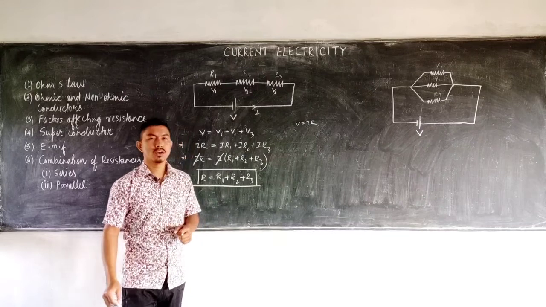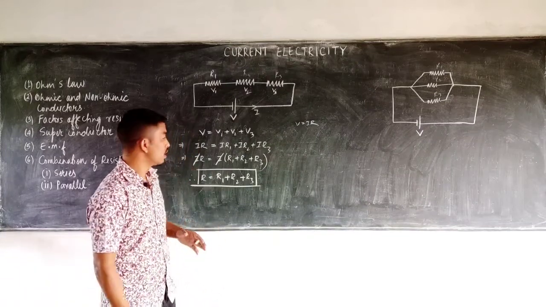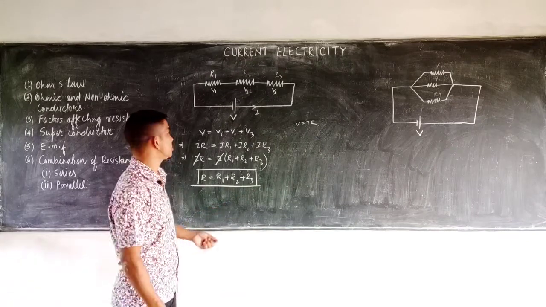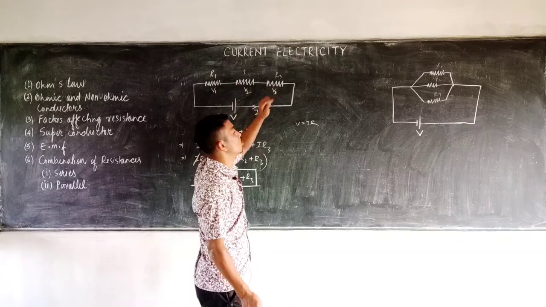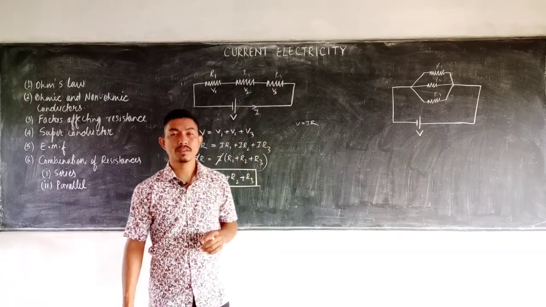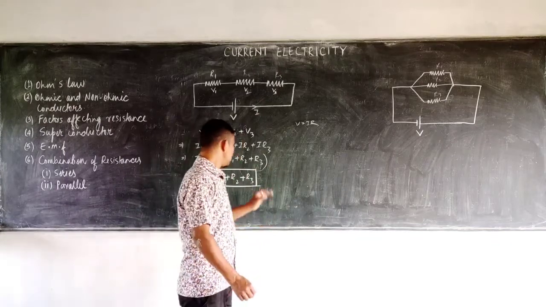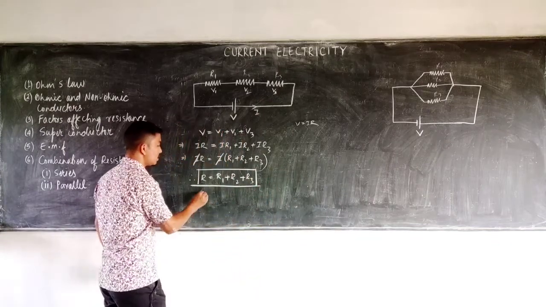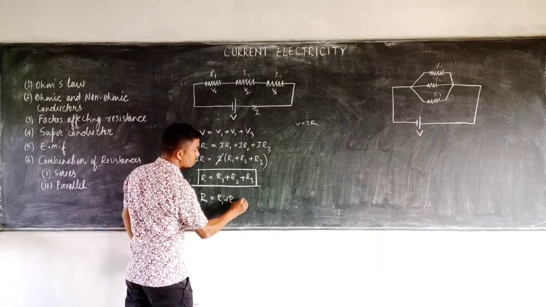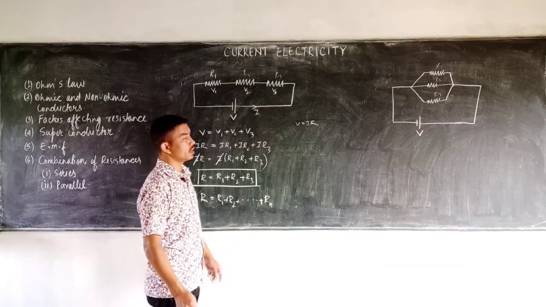From this expression we see that the equivalent resistance of resistances connected in series will simply be the algebraic sum of each of the resistances. Suppose these are 2, 2 and 2. Then the total resistance of this circuit is simply 2 plus 2 plus 2, which is 6. Now, if there are n number of resistances, then the same formula for R can be given as R1 plus R2 plus dot dot dot up to Rn.